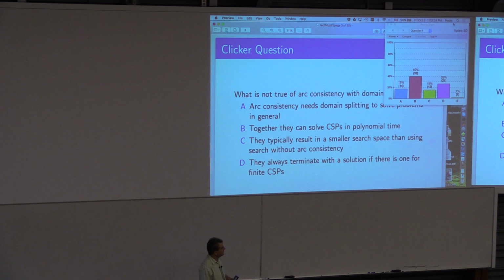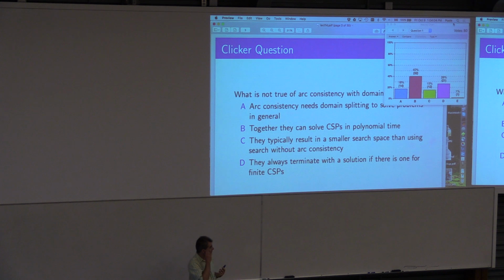Arc consistency needs domain splitting. Arc consistency by itself doesn't solve the problem. Right, so it doesn't solve CSPs in general. So arc consistency needs domain splitting. Remember we had arc consistency which stopped and we hadn't actually solved the problem. We didn't know if there was a solution. So A is true. Let's do C. They typically result in a smaller search space than using search without arc consistency. Arc consistency can be used to prune domains so that we don't repeatedly prune them in different parts of the search space. So C is also true.